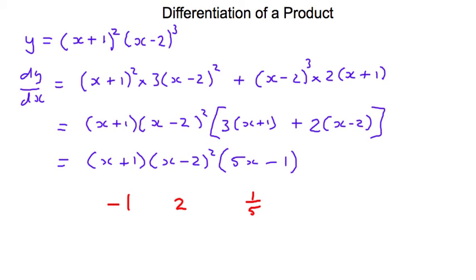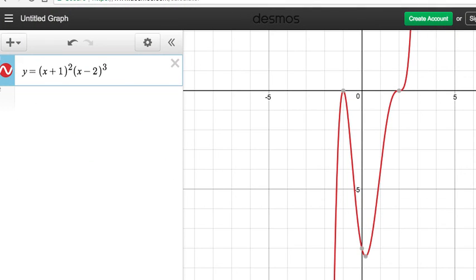Well, let's have a look at the graph. Here is the graph of y equals x plus 1 squared, x minus 2 cubed. And you will see that there is indeed a stationary point which is a maximum at minus 1. There's a stationary point that's a minimum at 1/5, that's 0.2. And there's a stationary point that's a point of inflection when x equals 2. And that completes the lesson.